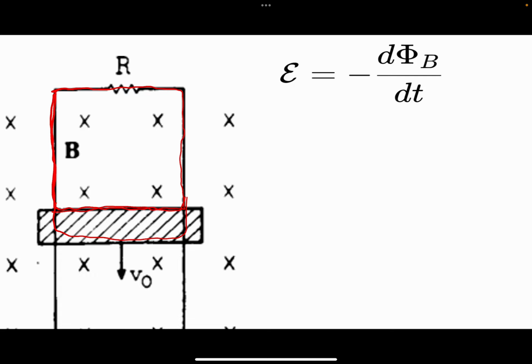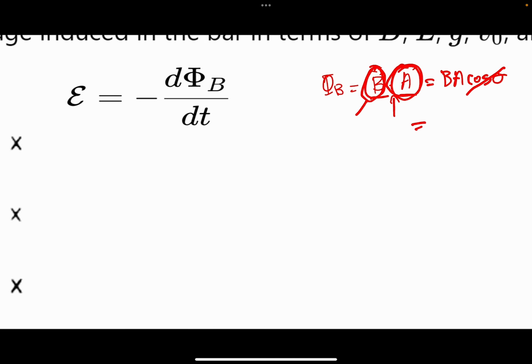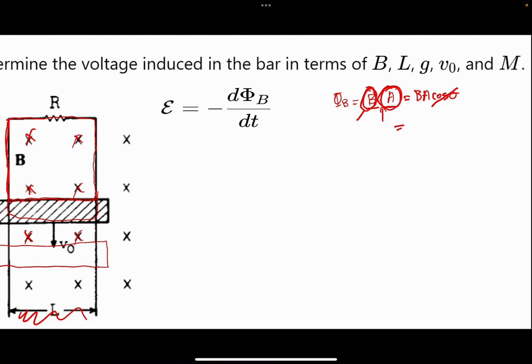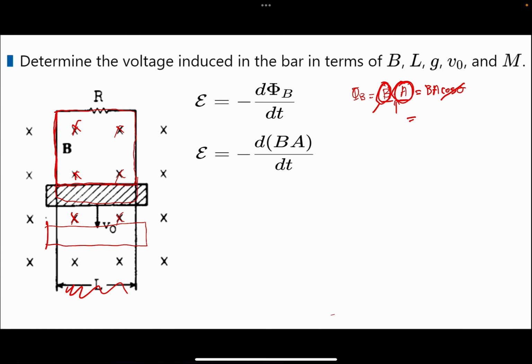And as this bar falls down, let's say in another second, it's going to be down here. You see the total area that the flux is going through is increasing, right? So as this bar falls down, there are going to be more magnetic field lines going through that area. So the flux will increase, right? So if I were to continue this and write my equation in terms of the magnetic flux, which is B times A in this case, and I know that the B is constant, so I can take the B out.